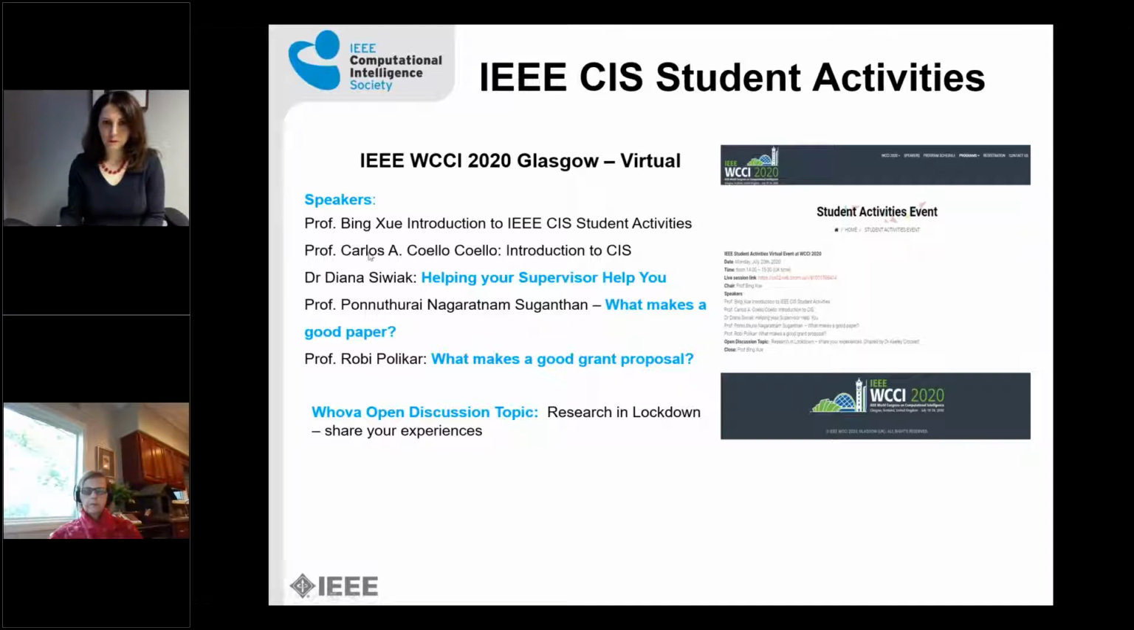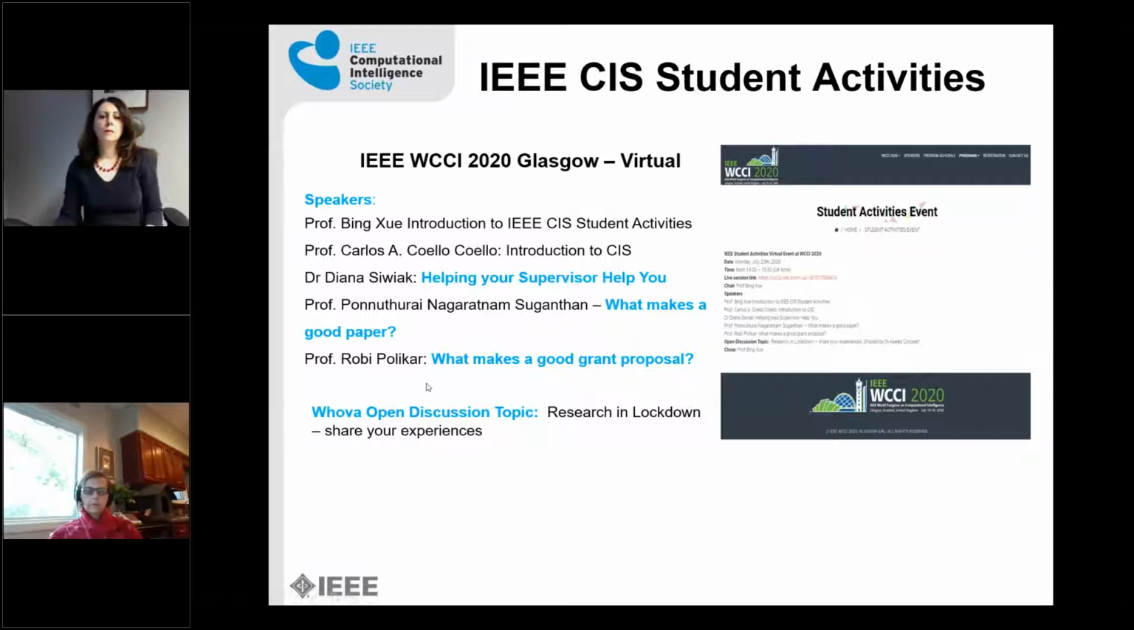And if you actually look at some of the things here that we talked about, helping your supervisor help you. So if you're a PhD student, how do you actually work with your supervisor to progress your project? We had two also brilliant, amazing talks. One, what makes a good paper? So what do we look for in journal papers? What does IEEE, with its extremely high standards and high quality, look for in that paper? And how do you actually develop it?